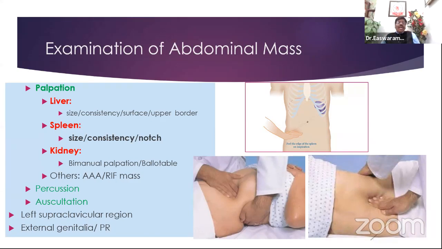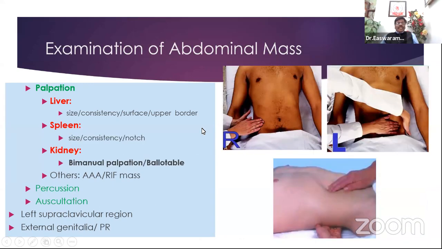When you see a spleen, to say it is a spleen, two cardinal signs are: one, you are able to see or feel a notch. The notch is a very important thing. Second, you are not able to insinuate your finger between the costal margin and the mass, because it comes very close below the costal margin, so you will not be able to go like this. If it is a kidney, you may be able to do that.